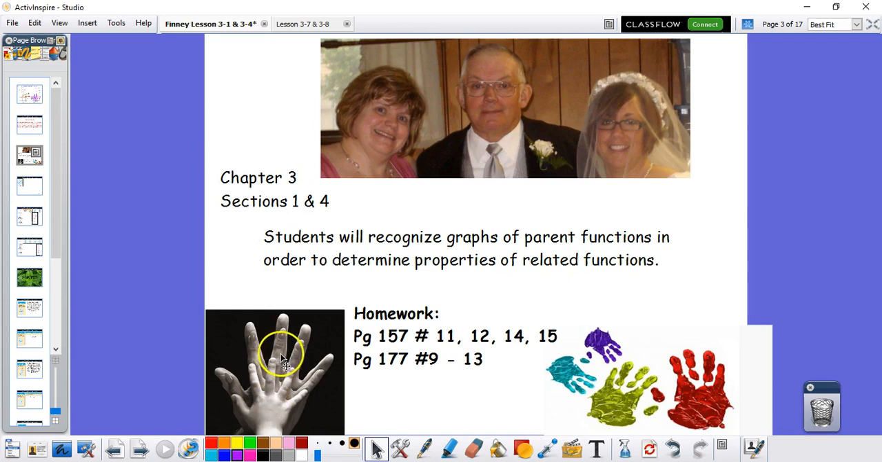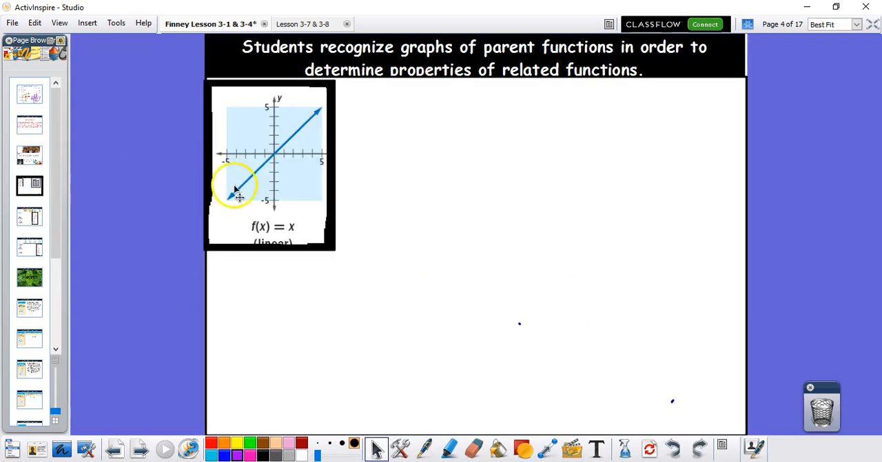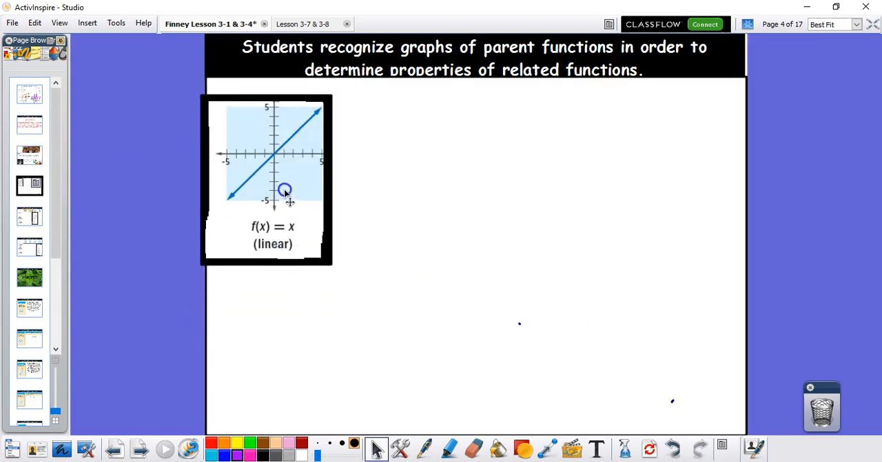You can also see these hands are all similar. You've got the baby hand, the mama hand, the daddy hand. However you want to think of it. And we're going to look at how those parent functions can be altered to make them look like other things. So we're going to start by looking at this function.